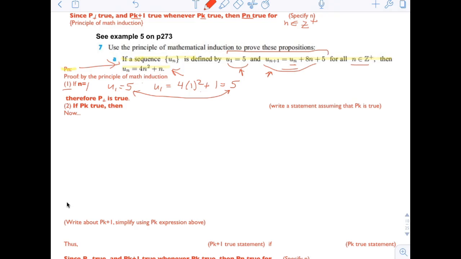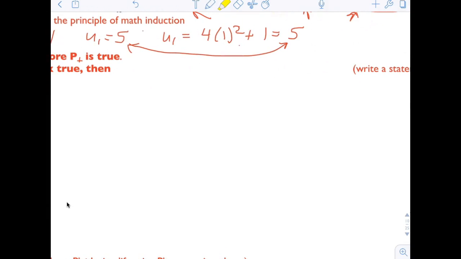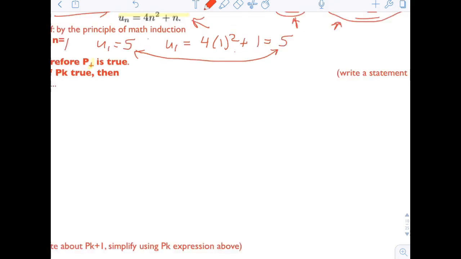We didn't even use the recursive rule. We just looked at the first term, and we can compare it to the explicit rule. And for n equals 1, it works. Okay? So P subscript 1 is true, right? Now look at the step case.